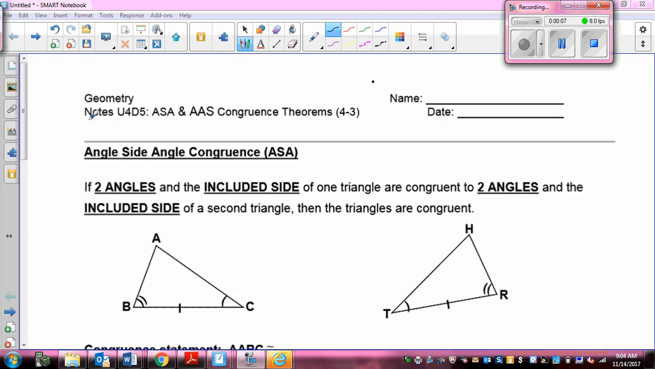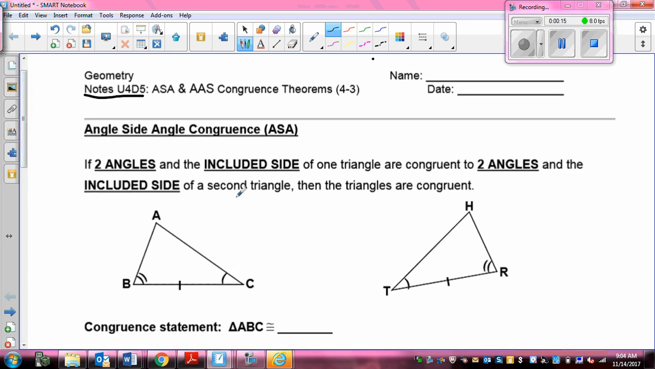We've already gone over side, side, side, and side, angle, side. And today this is angle, side, angle. If two angles and the included side of one triangle are congruent to the two angles and the included side of a second triangle, then the triangles are congruent. That means that every angle and every side is congruent.